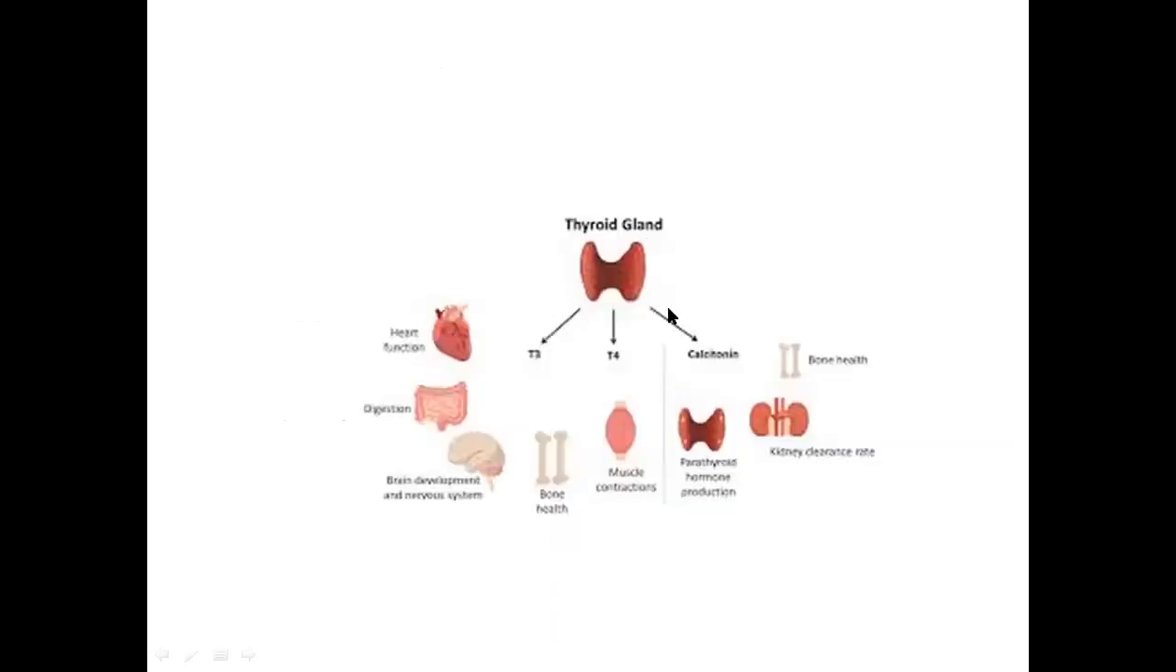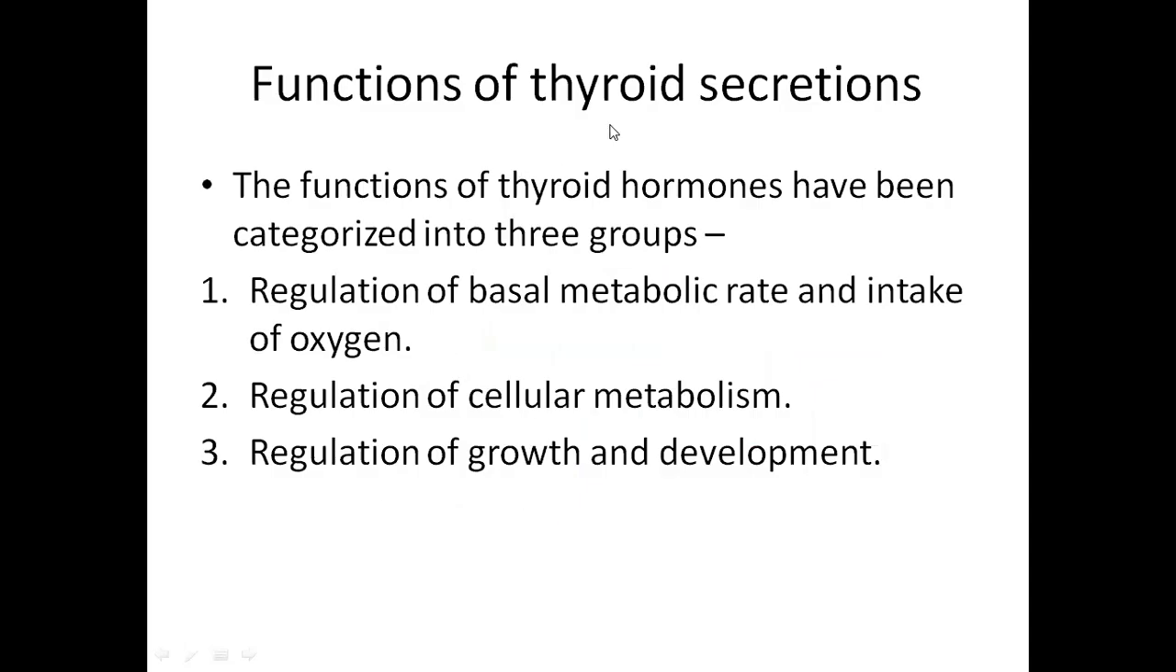Now, what is the basic function of the thyroid gland? The thyroid gland controls the basic metabolic activities, the rate of metabolic activities that are happening in our body. You can see almost all the parts are affected by the secretions of the thyroid gland. Calcitonin controls the calcium and phosphate levels, and here you can see T3 and T4 are very essential for controlling the metabolic activities. We shall see the functions one by one.